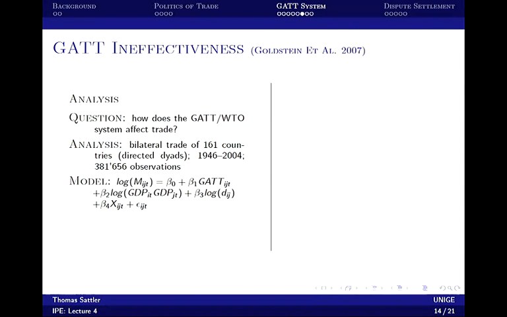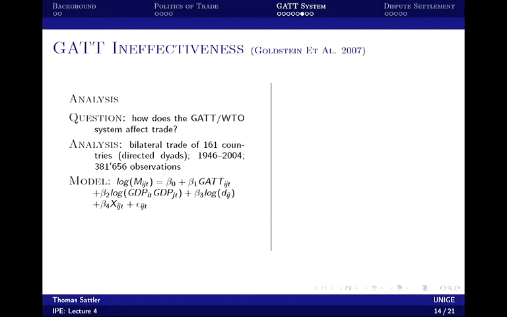And then they estimate a model which is actually not as complex as it looks. We take logs, ignore the logs, that's just to make the model linear. But what M is, it's imports from country I to country J in time t. So I, for instance, is Switzerland, J is Germany, and t is 1950. So this is the amount of imports from Switzerland to Germany in 1950.